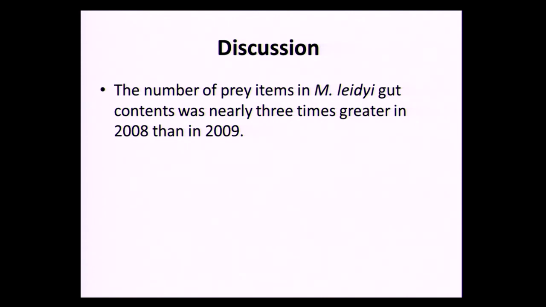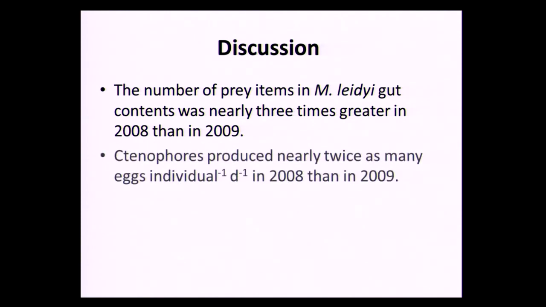Now, when I looked at this, I found that the number of prey items found in my ctenophores were nearly 3 times greater in 2008 than in 2009. And subsequently, which makes sense, the ctenophores in 2008 produced nearly twice as many eggs than they did in 2009. So looking at the gut in hundreds of individuals, and at the egg production in hundreds of individuals in both years, I found that there's this nice correlation. The more you eat, the more eggs you're going to produce. And this was not a novel finding. This made sense. This agreed with laboratory studies.